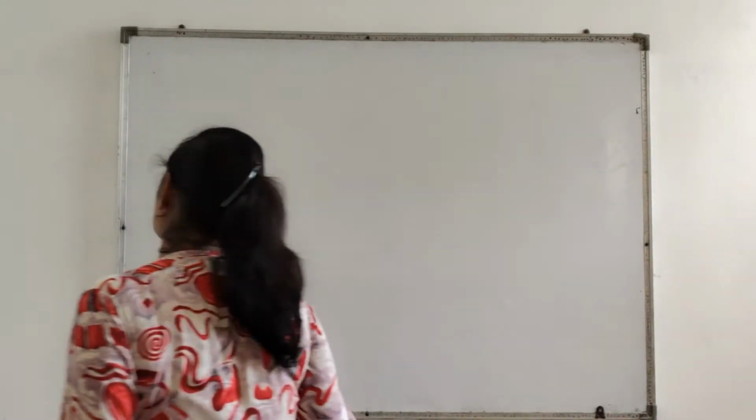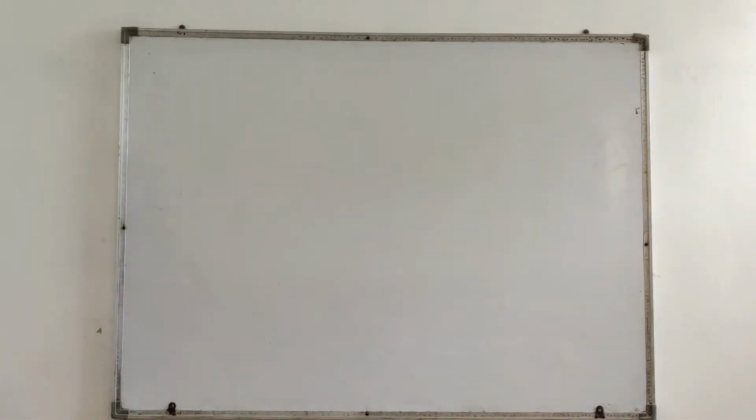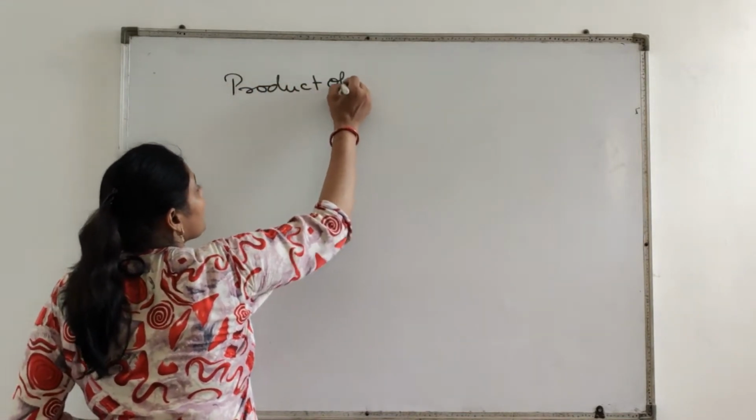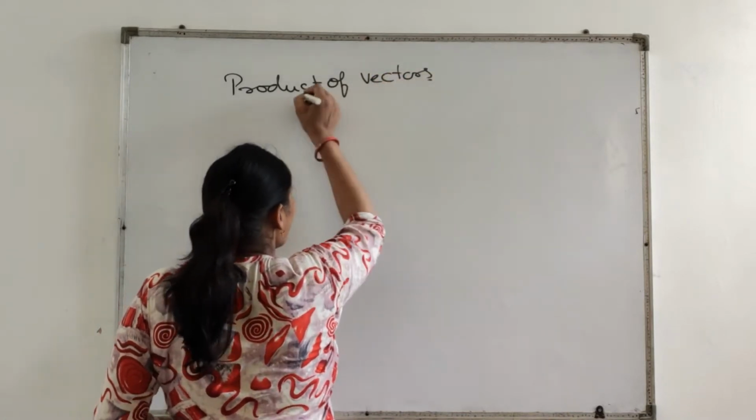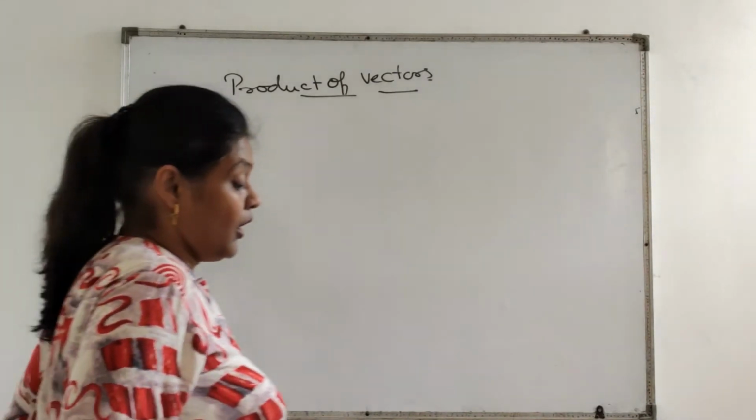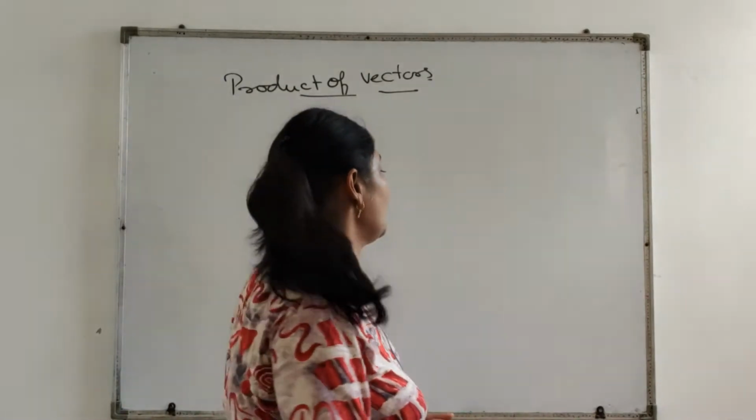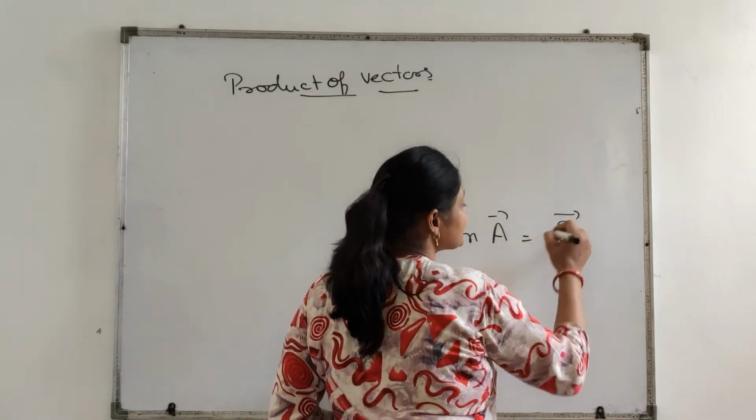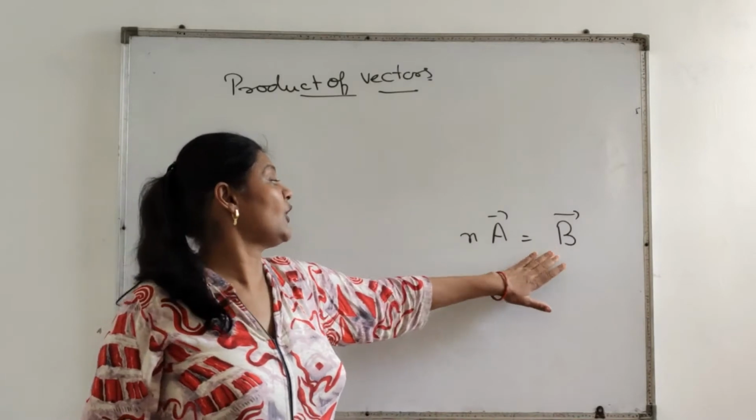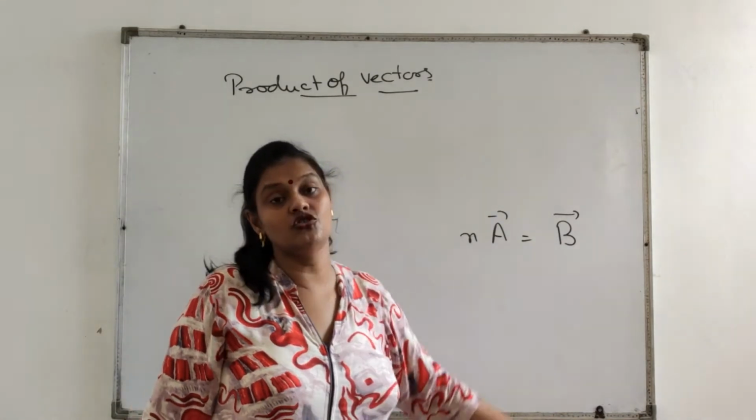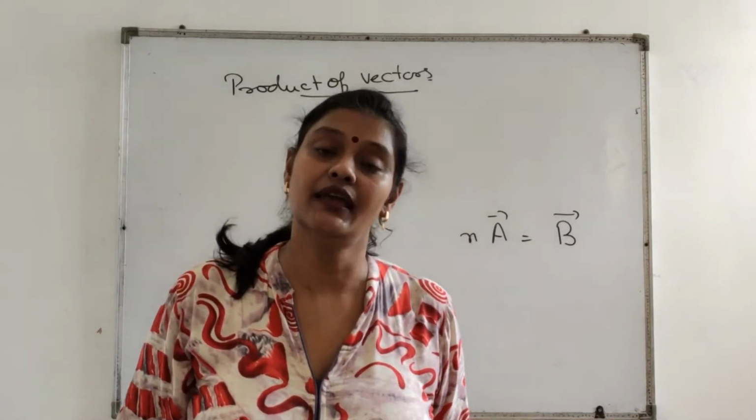Today, we are proceeding to the next phase of vectors, that is, product of vectors. What do you mean by product of vectors, and how can you multiply vectors? Actually, it is very easy to understand. We have done it earlier also: when you multiply a scalar quantity with a vector quantity, the result is a vector, which has the same direction as vector A and a magnitude n times the magnitude of vector A.